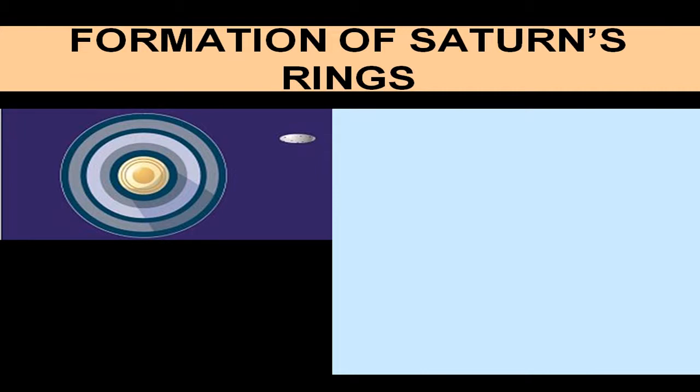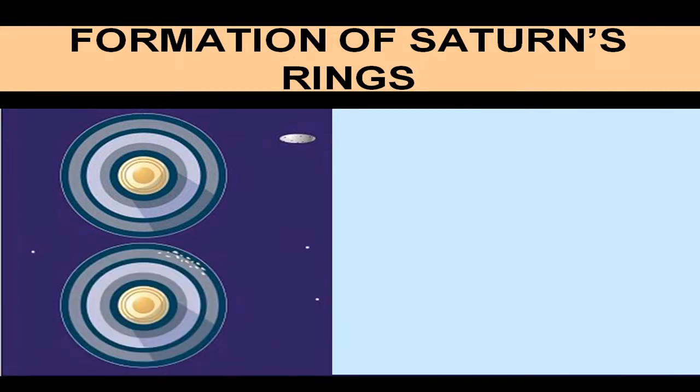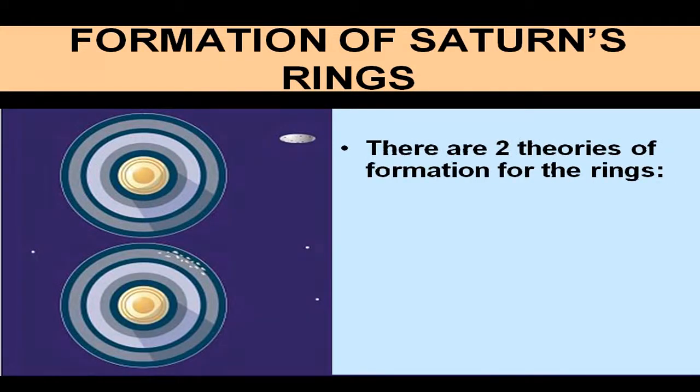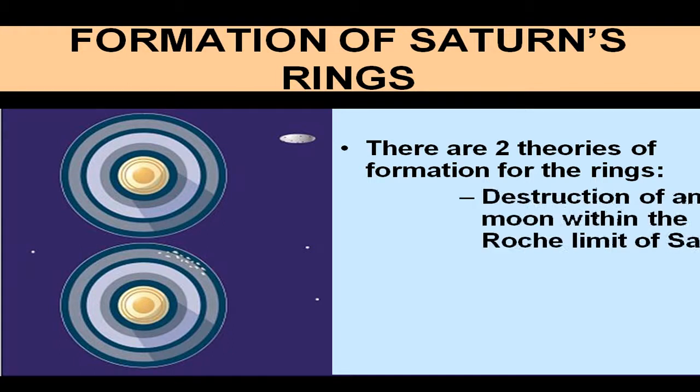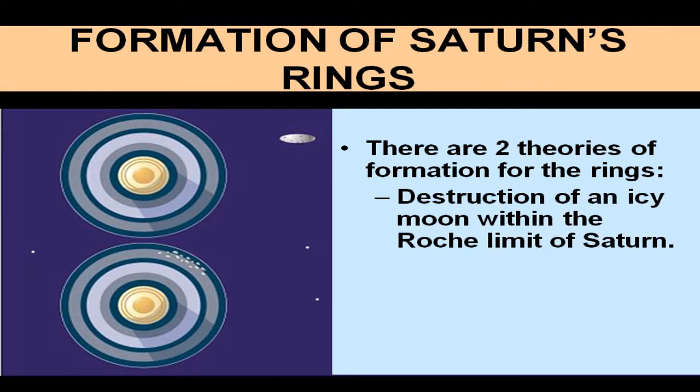What about the formation of Saturn's rings? Two theories for the formation of the ring system. Possibly it is due to the destruction of an icy moon that fell within the Roche limit of Saturn. In other words, it spiraled in and at some point fell within that limit, disintegrated into a bunch of particles and formed the ring system.